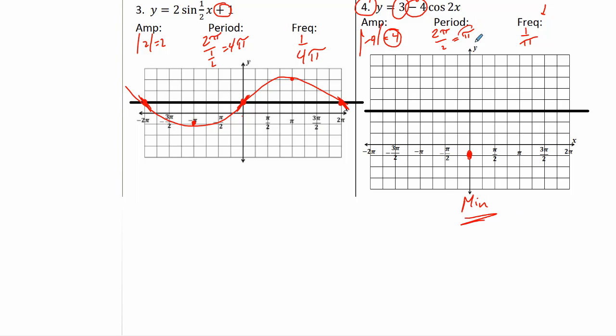It repeats itself at pi. So where's pi? Right here. So it's going to repeat itself there. It's going to repeat itself there. And there. And there. Okay? These are minimums.